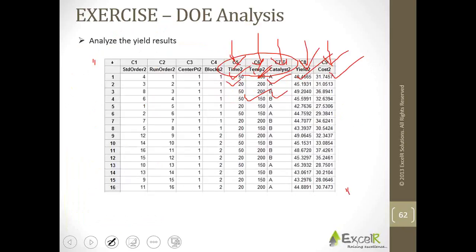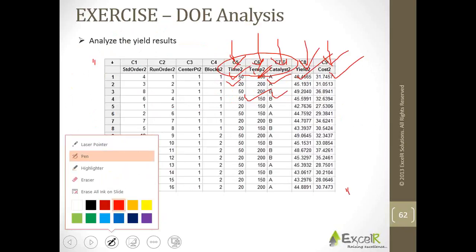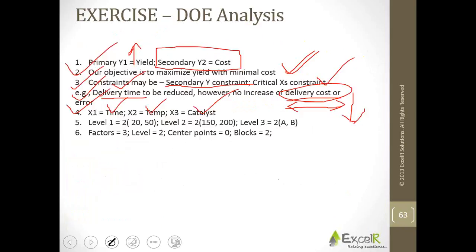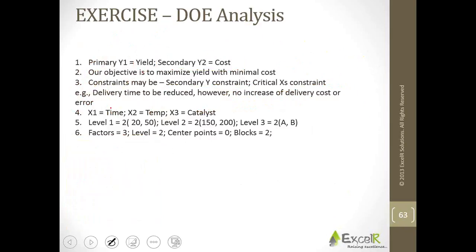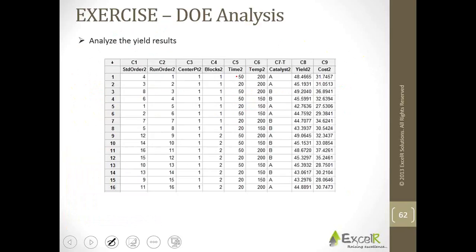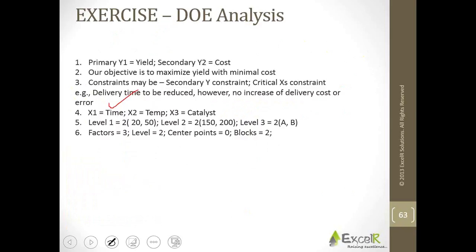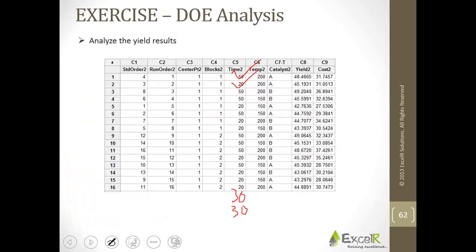How many levels do we have for each one? Look at temperature, for example. I have 50 and 20, that's it. So I have two levels. If I include 30 also somewhere here, then I'll have three levels, 50, 20, and 30. So for time, I have two levels. For temperature, also there are two levels, 200 and 150.